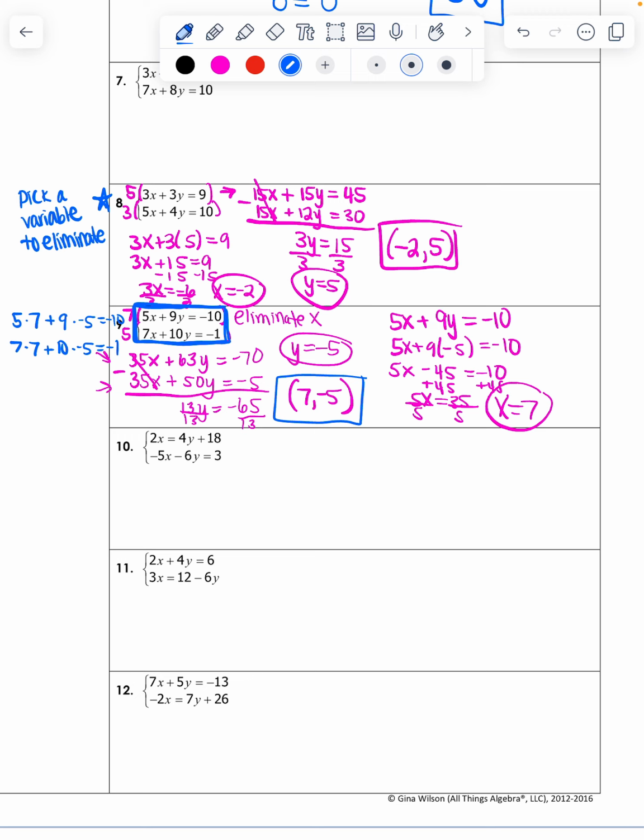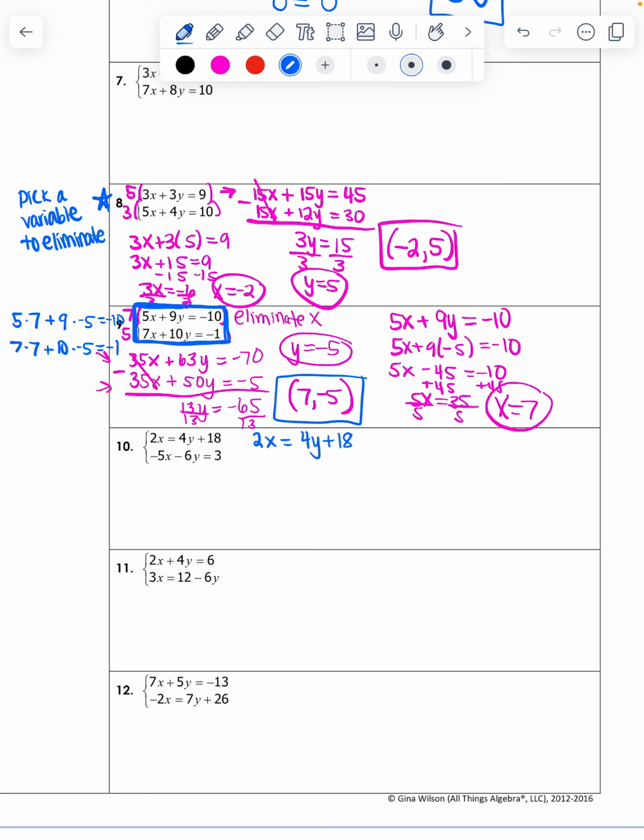So number 10 is the first question that pops up that is just not set up for elimination. If we're looking at number 10, we have 2x equals 4y plus 18, and that is not lined up with the second equation, negative 5x minus 6y equals 3. So when we have equations that are not lined up, we need to line them up to use elimination. And oftentimes, if it's not lined up and it looks perfectly ready for substitution, I would just do that.